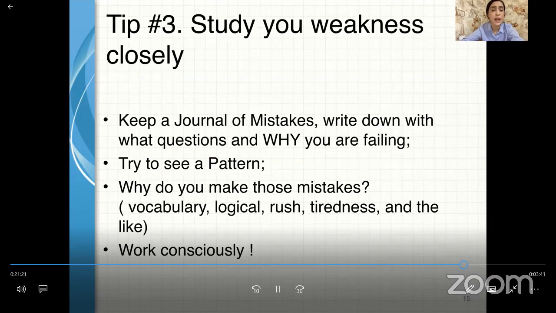So that's what really helped me. I used to keep a journal of mistakes, literally. I would write down the mistake I was making because I was so bad at true, false, not given. And when I was putting them down, I saw a sort of a pattern.